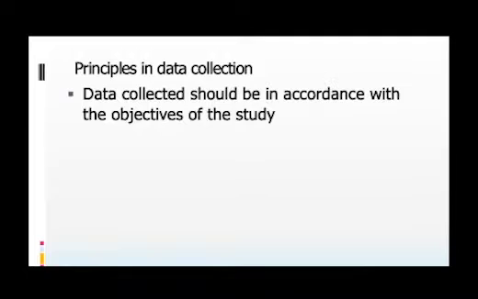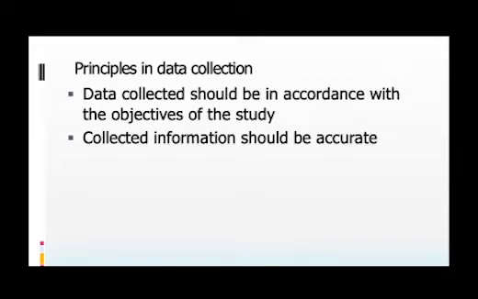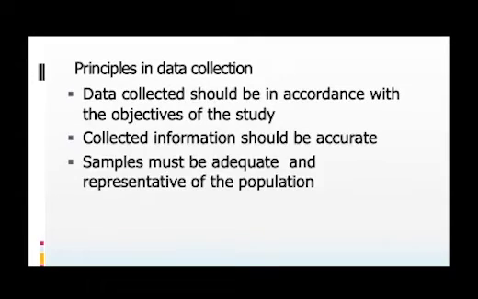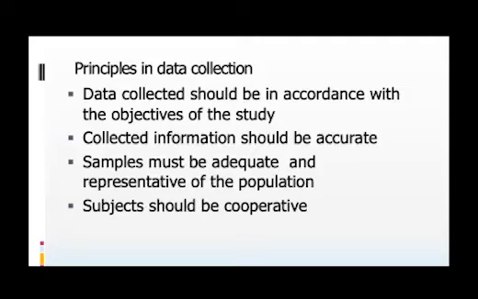Data to be collected should be in accordance with the objectives of the study. So it's very important that you look at the objectives of your study. And the collected information should be accurate. Later on, we'll be discussing the meaning of this accuracy. Samples should be adequate and representative of the population. We talked about this when we talked about sampling methodology. And subjects should be cooperative.